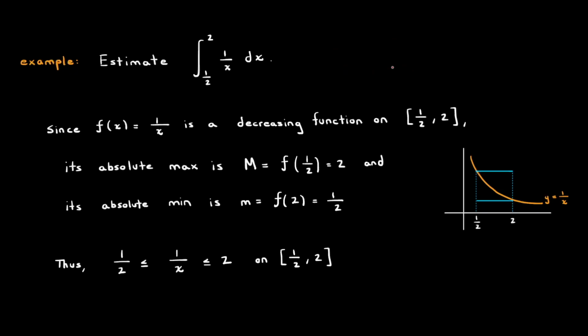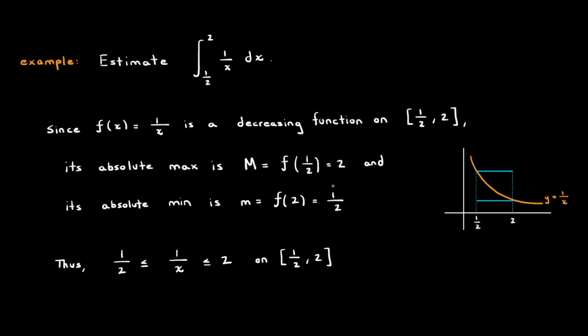As a result, the highest value that this function will attain on that interval is going to be at the left endpoint. And so therefore we write that the absolute maximum, which is denoted by capital M, is going to be the function evaluated at the left endpoint, which in this case is 2, right? The reciprocal of 1/2 is just 2. And similarly, the smallest possible value attained by this function on that closed interval has to be at the right endpoint because it's a strictly decreasing function, right? So at the right endpoint, it's going to be the smallest possible value it can attain. So lowercase m is defined to be f of 2, which is equal to 1/2.